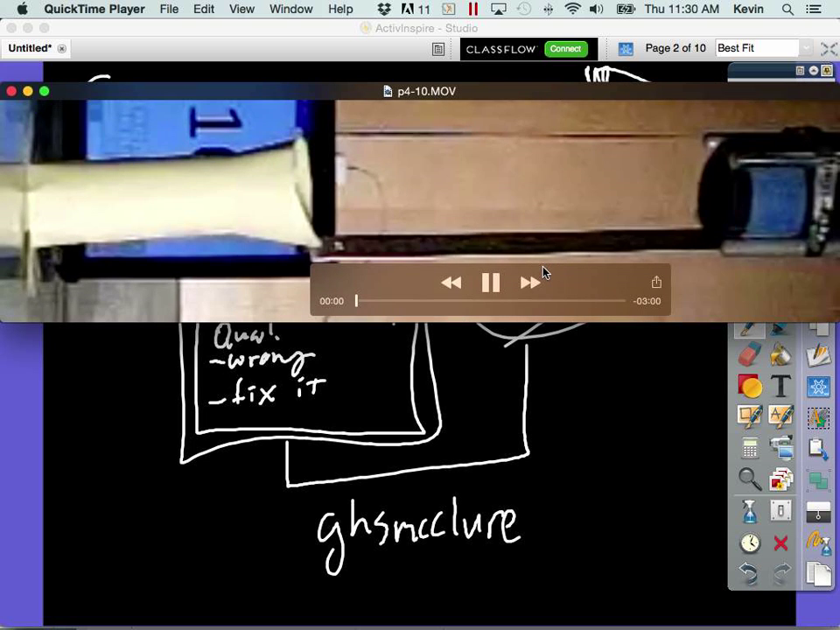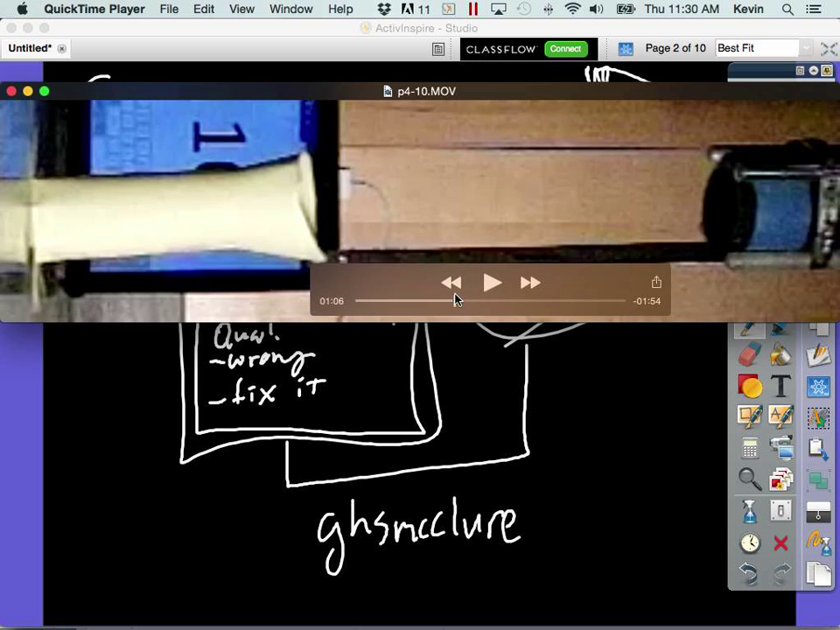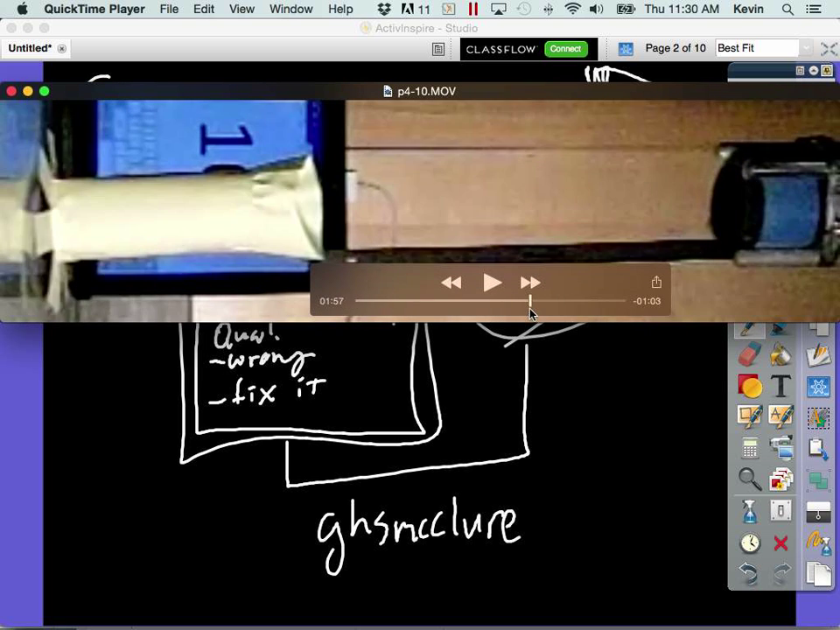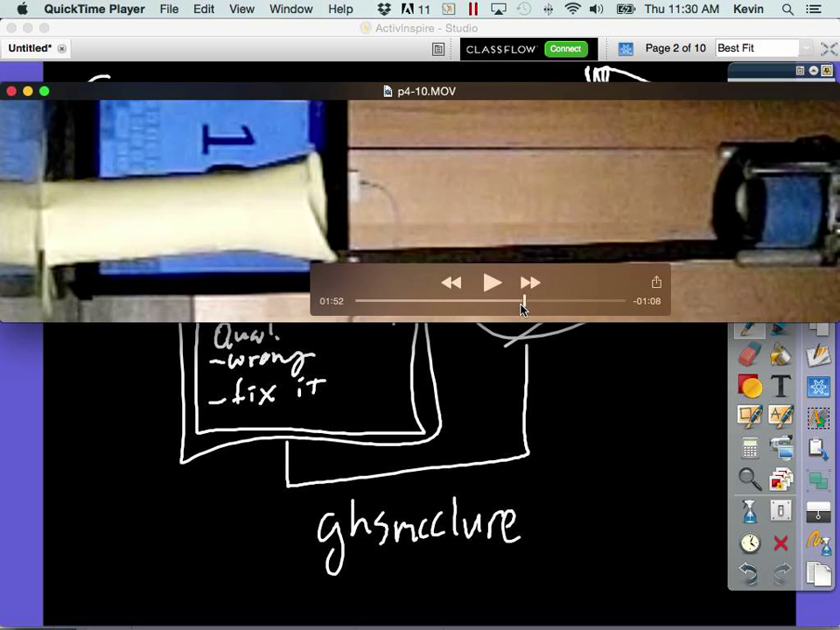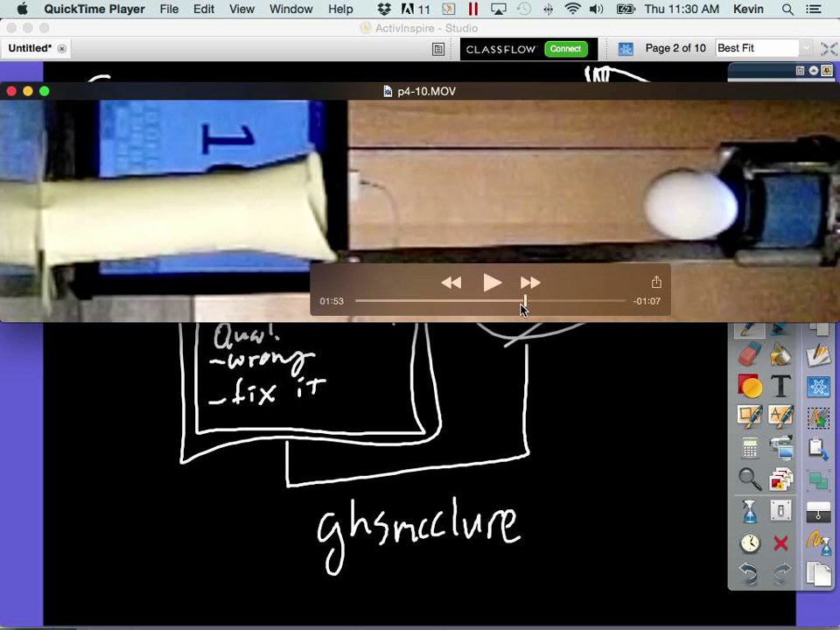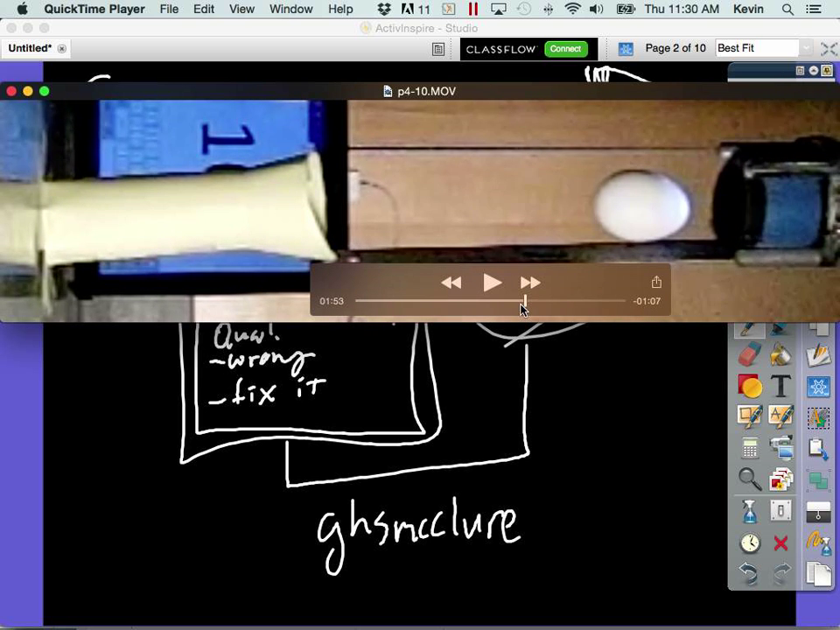Okay. So if we run through this video and then pause it, you can go through and actually go frame by frame. This video was captured at 1200 frames per second. So each frame is how much time? 1/1200th of a second. Okay.